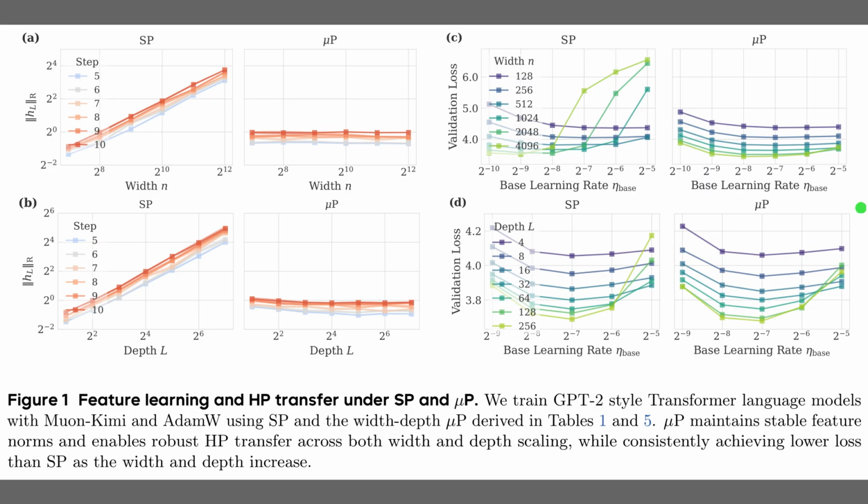Moving to the right, panels C and D plot validation loss against the base learning rate. Here, the curves for μ-p align, showing that the optimal learning rate remains constant regardless of model size, whereas standard parameterization shifts and requires retuning.